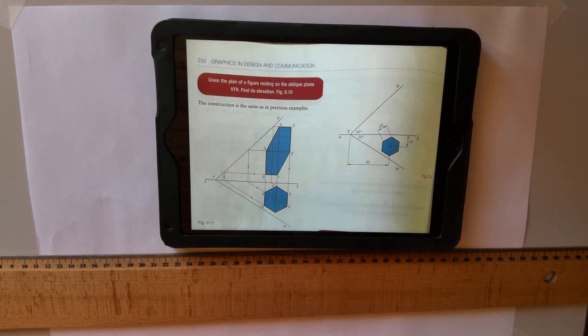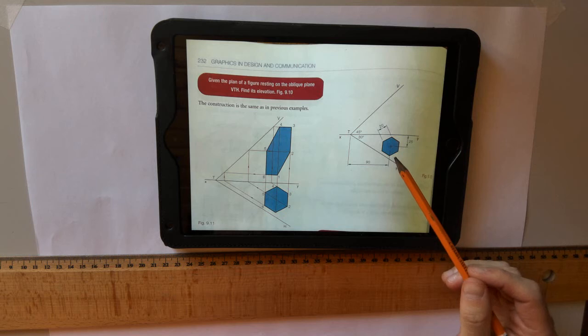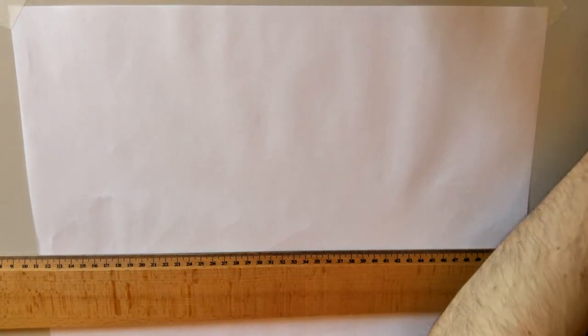Right, for the next one it tells us, given the plan of a figure resting on the oblique plane VTH, find its elevation. So you can see there it's based on a hexagon standing upright. What you need to do first is actually draw out the hexagon in order to find the trace of the plane.